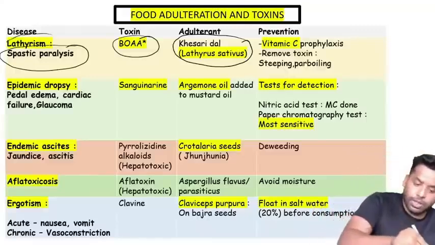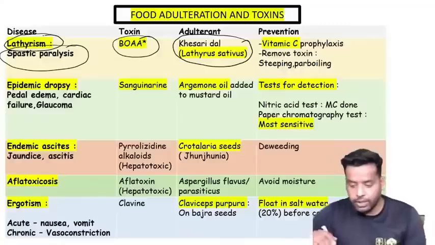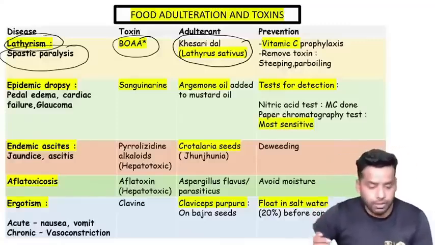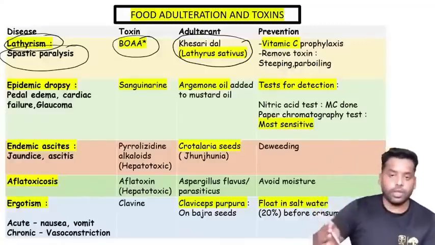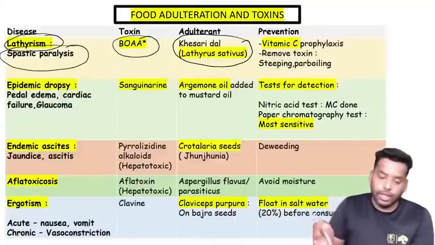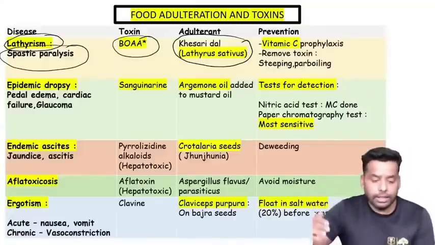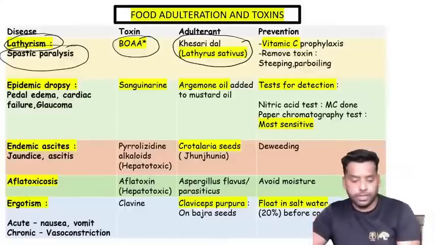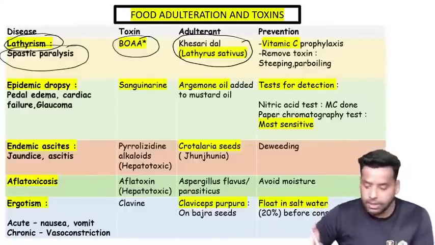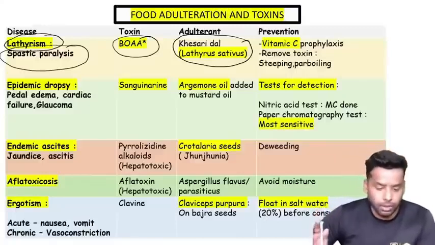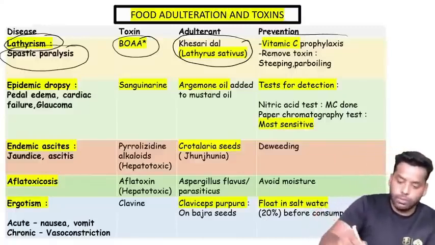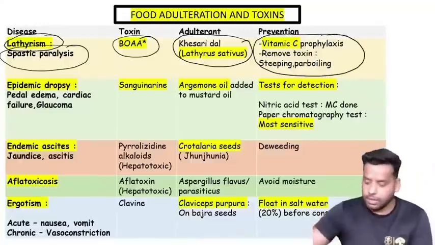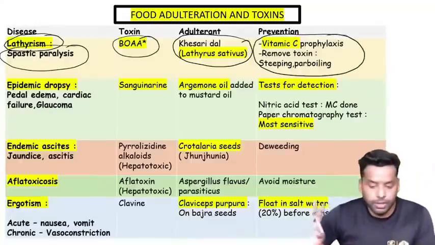So that is neurolathyrism, spasticity, where they cannot move from place to place. No stick, one stick, then they need two sticks. Later they need crawlers to move from place to place. This is how it presents. Spastic paralysis, lathyrism, neurolathyrism. What vitamin can be used for prophylaxis? Vitamin C.